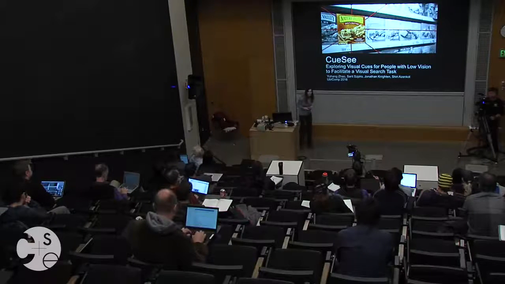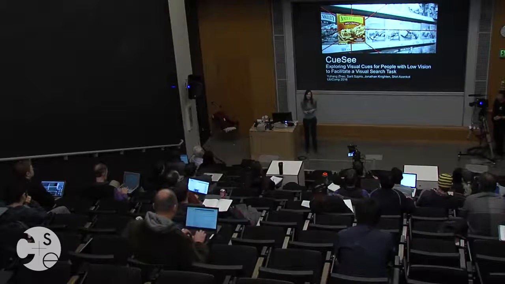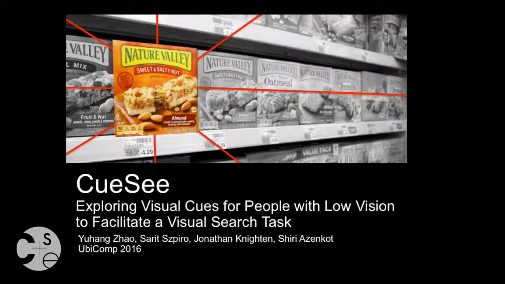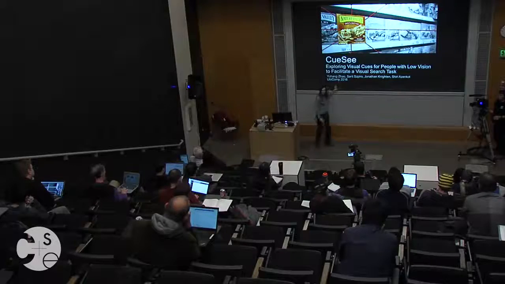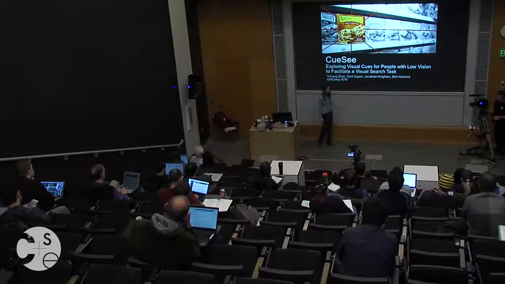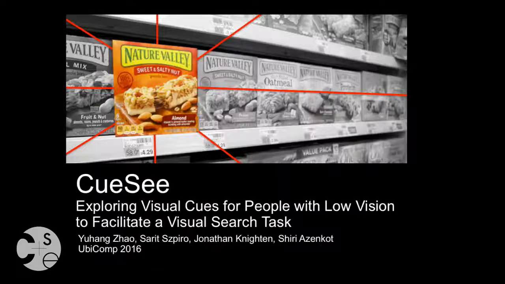So the first application of this kind that we designed following this new approach is called QC. And QC explores visual cues for people with low vision to facilitate a visual search task, specifically in the context of product search. This work was done by my PhD student, Yuhang Zhao, who led the project, my former postdoc, Sarit Shapiro, another former student, Jonathan Knighton, and it was presented at UbiComp 2016.